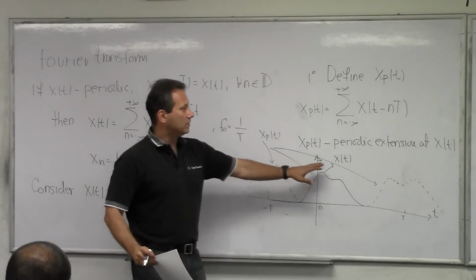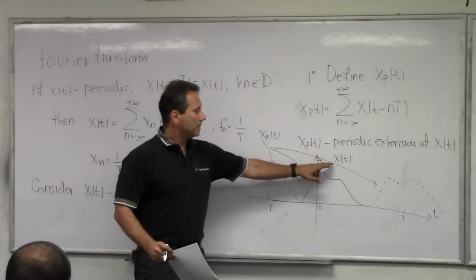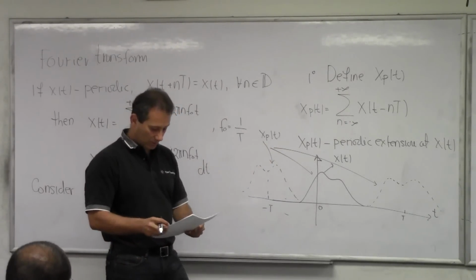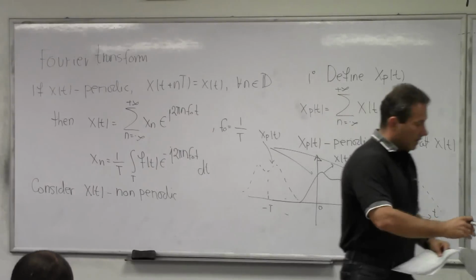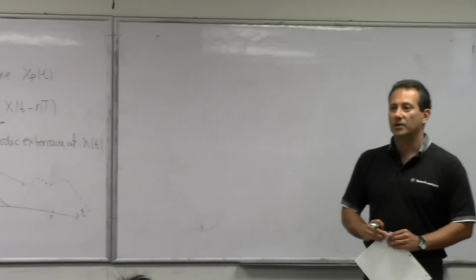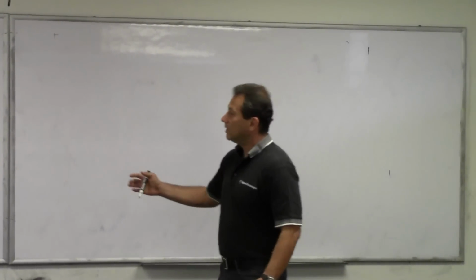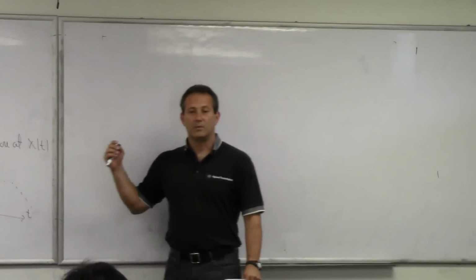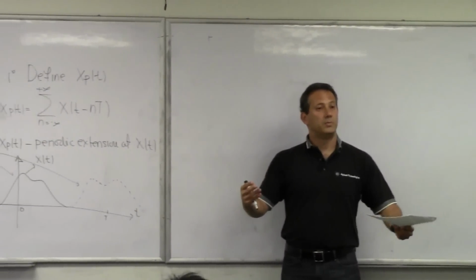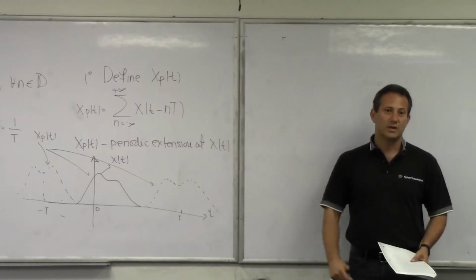So to summarize, x of t is non-periodic, but based on x of t, I define a signal xp of t, which is a periodic extension of this signal. Now, xp of t is a periodic signal. What do I know about periodic signals? They have a Fourier series. So here's what I'm going to do. I'm going to take this xp of t and decompose this signal into a Fourier series. And then I'm going to let T go to infinity. Now, if I let T go to infinity, what happens to xp of t?